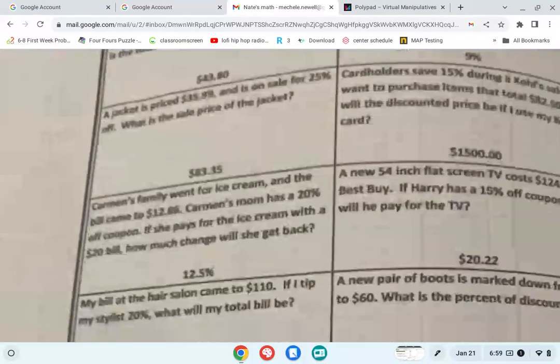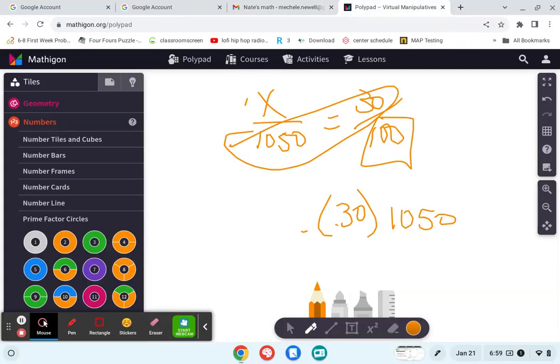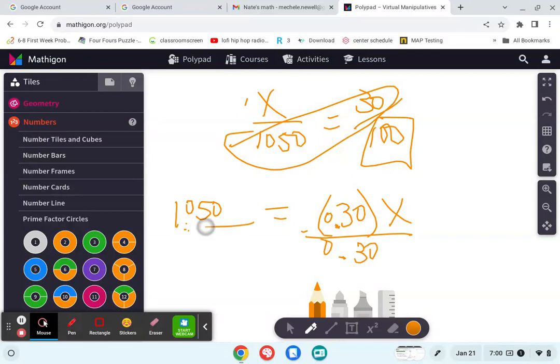All right. Oh no, it said what was the original price, not what was the sale. It was on sale for $1,050. Sorry. So then this wouldn't be looking like this. It would be $1,050 equals 0.30 times X, because we don't know the original price. We know the sales price, and that's the answer. So we're going to divide both sides by 0.30, and that'll give us our answer, kind of like what we did here. Okay. I said 30. All right, that should be it.